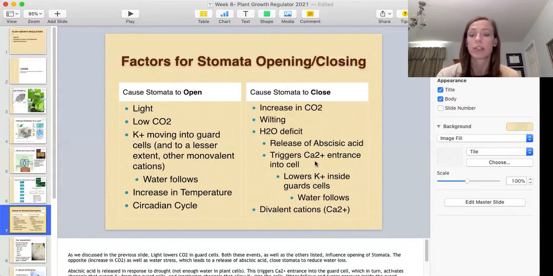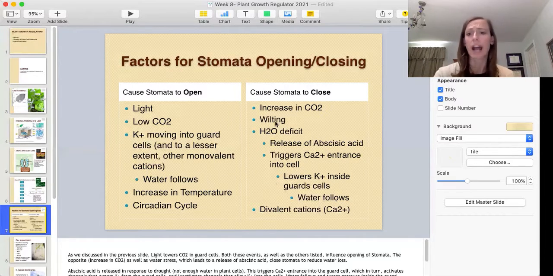So this is through closing the channels that allow potassium to enter, and also causing an increase of movement of potassium towards the outside of the guard cell. So water will follow that movement of potassium. You're getting less potassium in the guard cell, so water is going to follow by moving out. That's going to decrease the turgor pressure inside the guard cell and close the stomata.